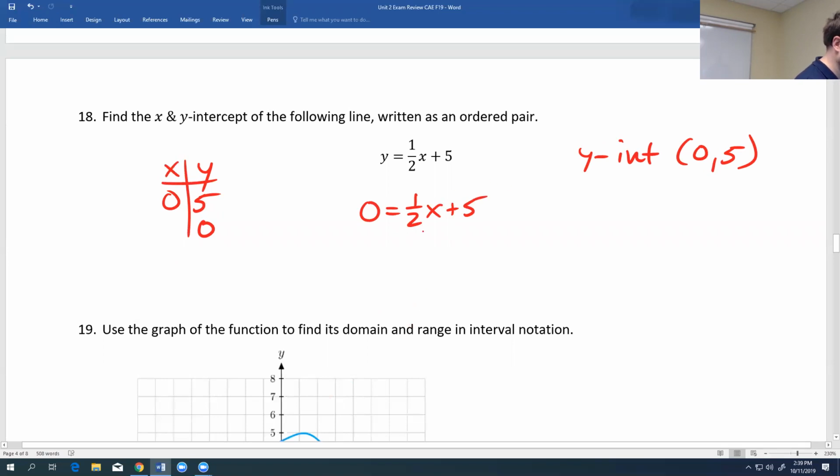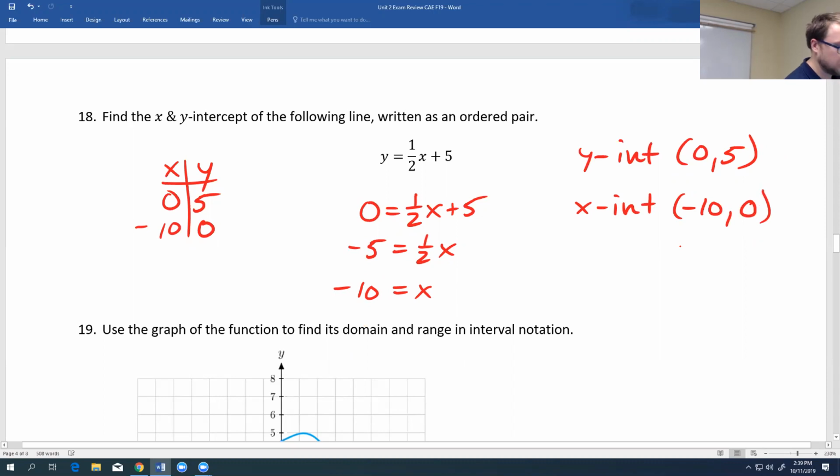So what do I get? Subtract 5 from each side, multiply each side by 2, and I get negative 10. So my x-intercept is (negative 10, 0).